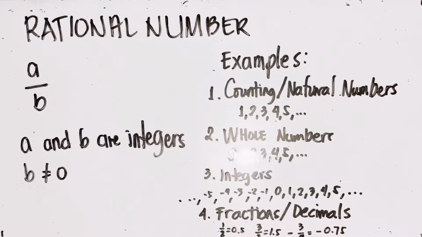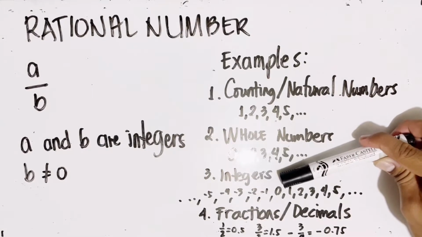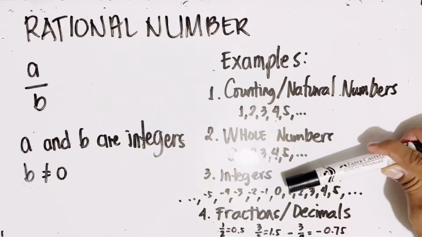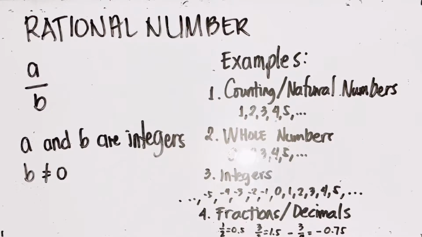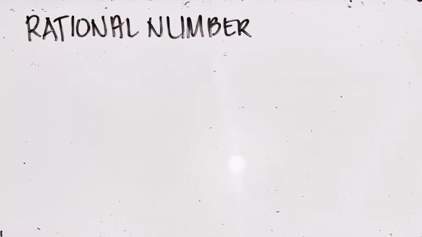Next example, we have -3/4. -3/4 can be found between 0 and -1. -3/4 can be converted into decimal, and that is equal to -0.75. How did we do that? -3 divided by 4.